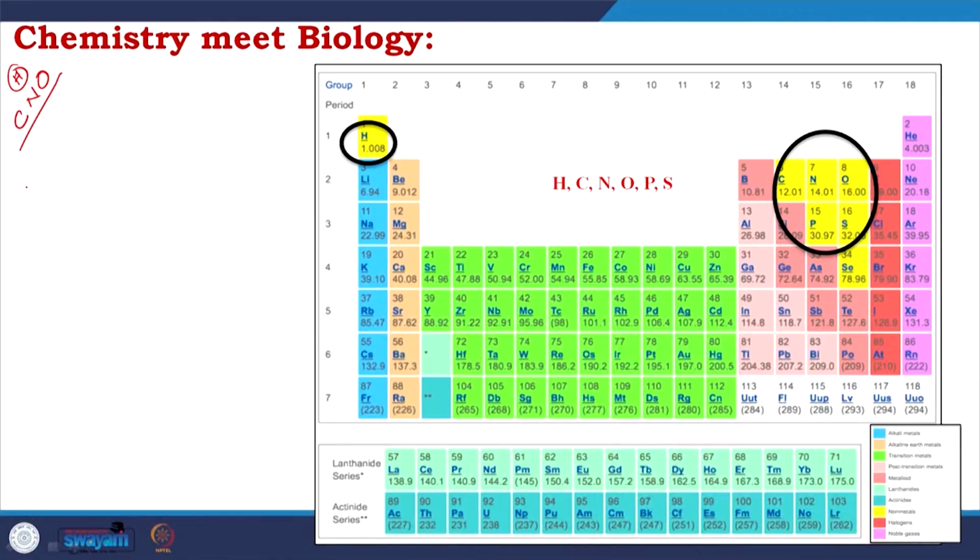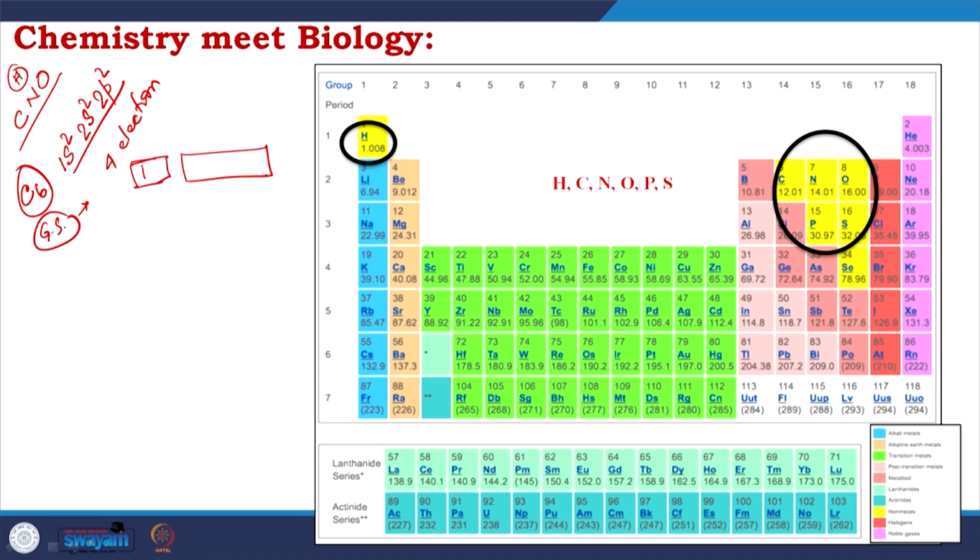If you look at carbon, carbon has 6 electrons. So by electronic configuration it is 1s2, 2s2, 2p2. So carbon in its ground state has 4 electrons, which are divided like this, in the 2s and there are 2 electrons here.